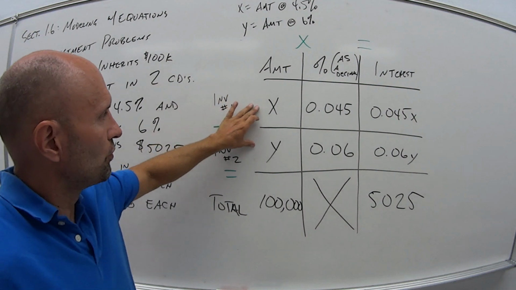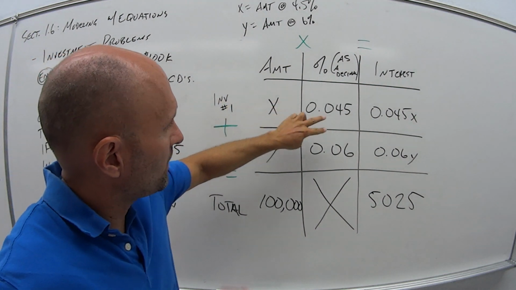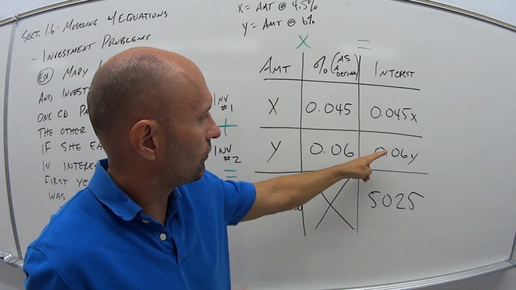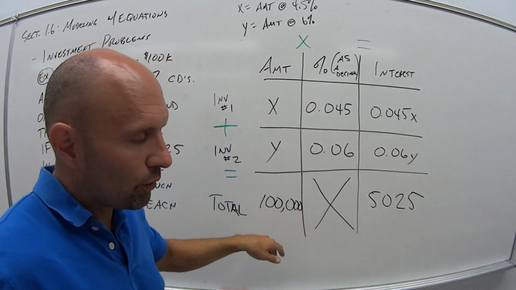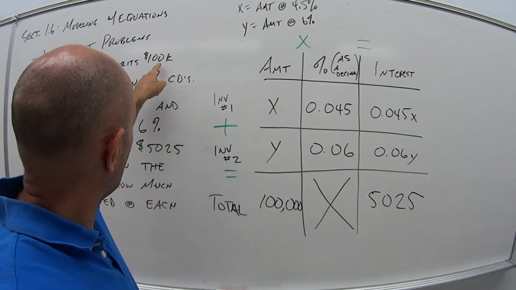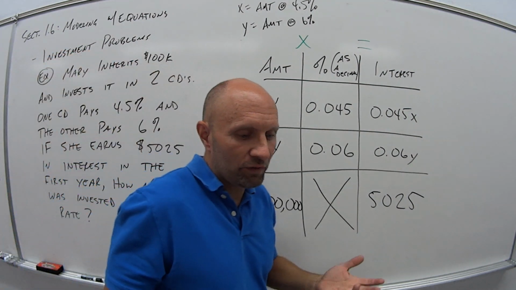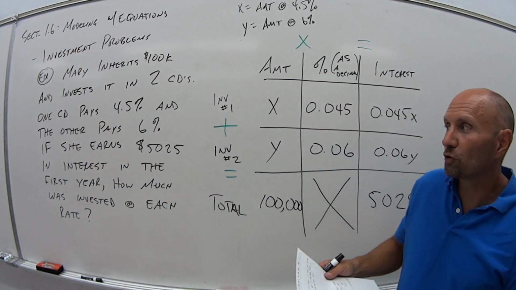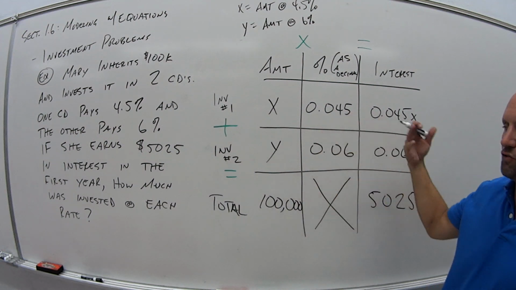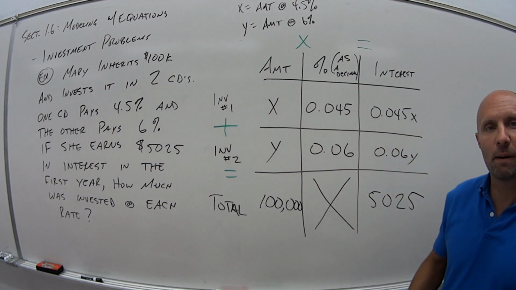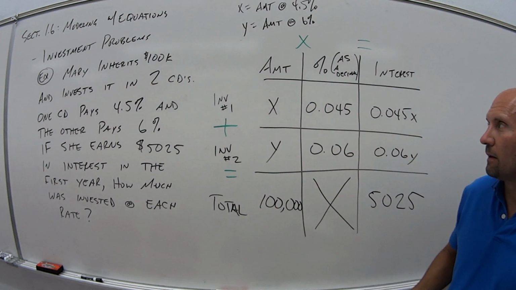So the first 2 rows, my unknown investment amounts and their percent, I multiply across. And then this last row, the totals I can get from the problem. How much was invested? How much interest did I earn? And with these investment type problems, you're going to be given this kind of information. It's just a matter of filling in these boxes at that point.